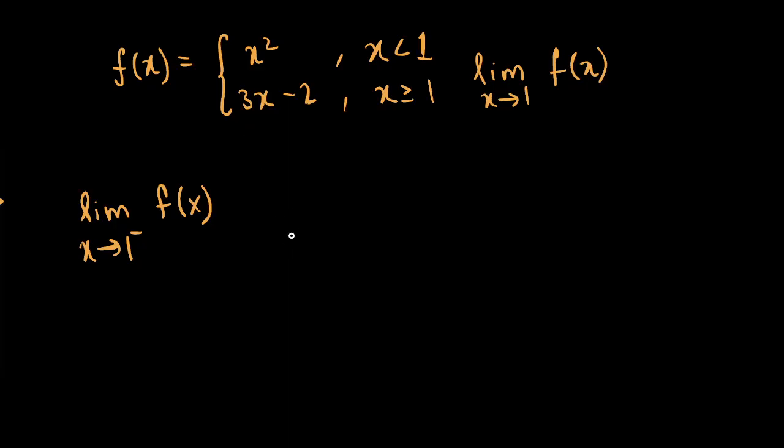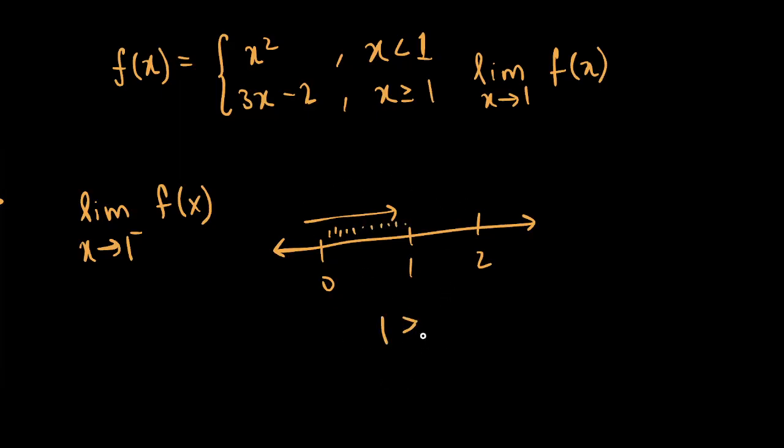We can figure this out by looking at a number line. If we have a number line where we have 0, 1, 2, and we're approaching the value of 1 from the left, all of these values before we reach 1 are going to be less than 1. And if that's the case, then we're going to have to use this branch of the function, right? Because in this branch, f of x is x squared for all values of x less than 1. That covers this exact instance.